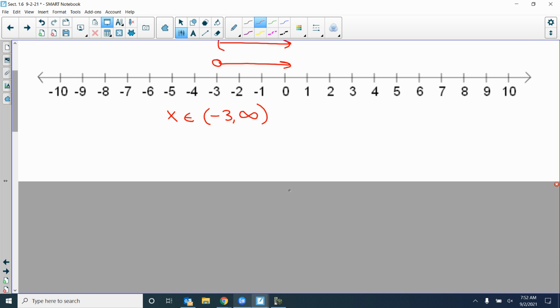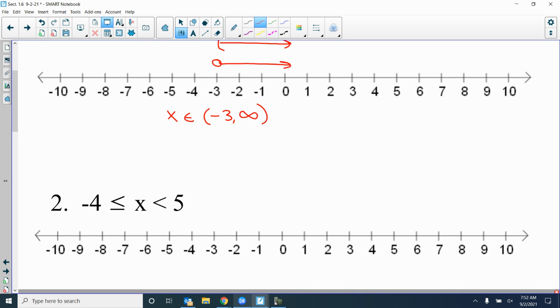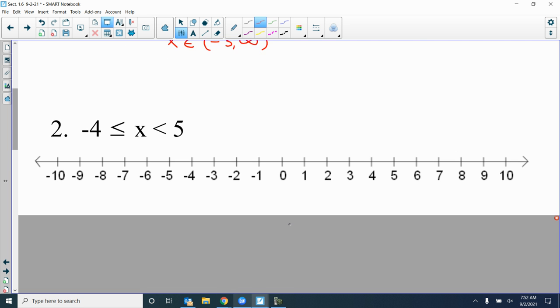So it's just a little bit notation-wise. All right, I want the final graph. I want the final interval notation. So we say -4 is less than or equal to x, less than 5. So we're going to go over and we're going to graph it. It can include -4, so that's going to be a solid dot. It will not include 5. It will be a hollow dot.